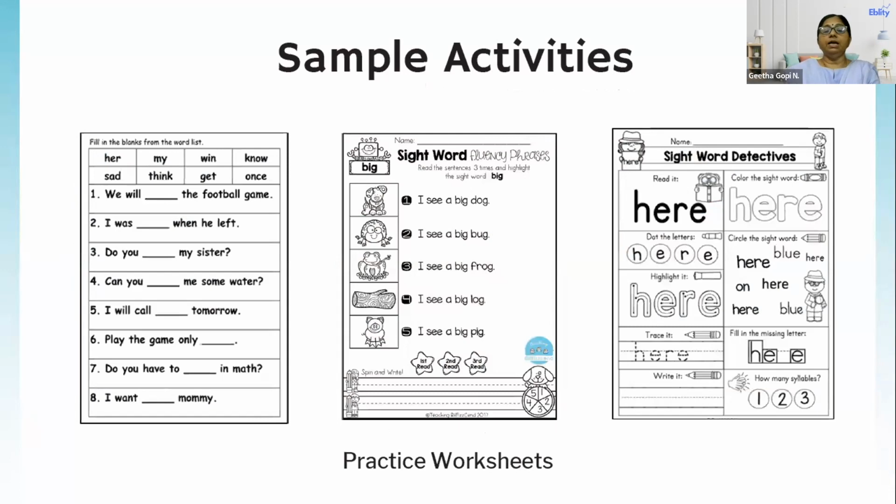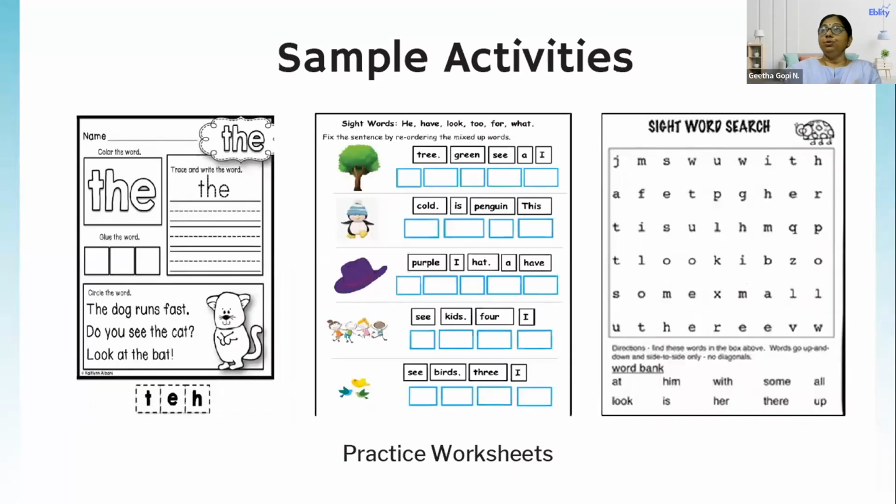So different kinds of practice worksheets where not only are the sight words just taught as flashcards, but the writing part of it, the usage part of it in sentences, as fill in the blanks, as repetitive sentences, where the same, for example, if you're teaching the word, I see a big, so I see a big is repeated with different words in different sentences. So repetition is provided, but the same word is repeated with different sentences. So learning that these words can be used in different kinds of sentences. Use them in little stories.